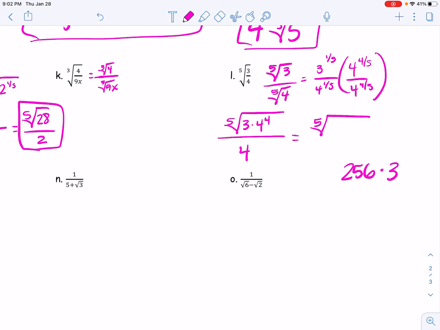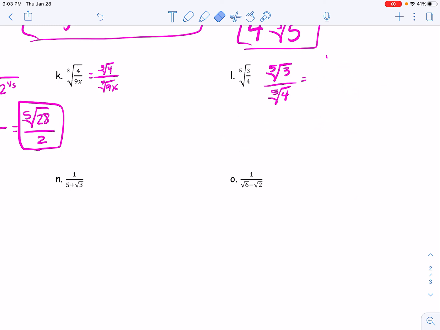Ugh. Well, let me see. Let's do it this way. 256 times 3. 3 times 6, 18, 15, 16, 3, 5, 6. 768. My God. Now I have to break that down and take the fifth root. See, I'm done right there. My brain just says, no ma'am. But look what happens if I do this.